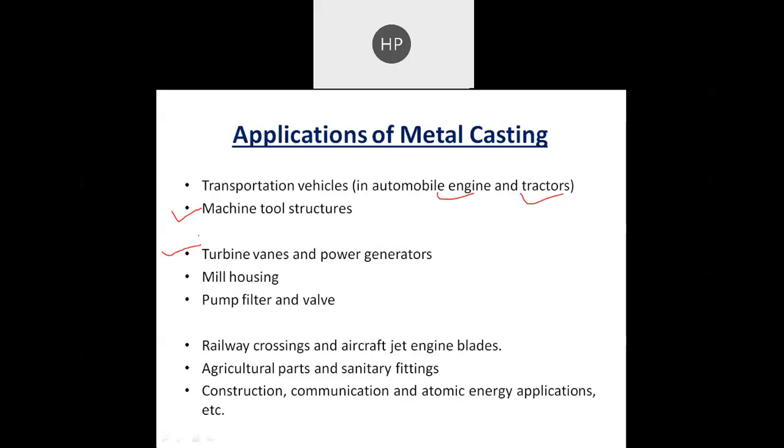Then mill housing. We know the power mill and windmill and their housings are produced by metal casting, because in that housing they fit all the gears, the gear train and other components. When the gears rotate, there will definitely be some vibrations, and that vibration is to be damped, which is done by the cast product. That's why milling housings, where large gears and gearboxes are fixed, are produced by metal casting.